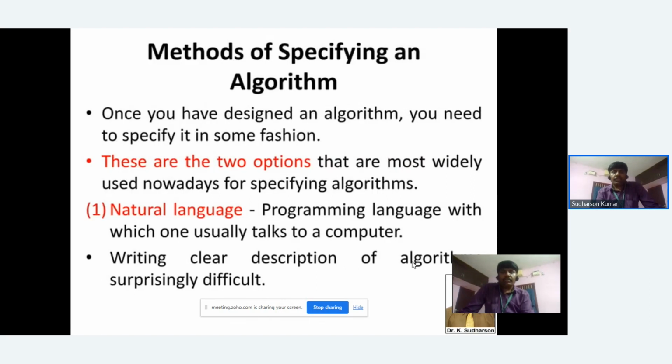Next, methods of specifying an algorithm. There are two options. One is natural language. You can write an algorithm with the help of natural language, because writing a clear description of an algorithm is very difficult. So obviously we have to use natural language.